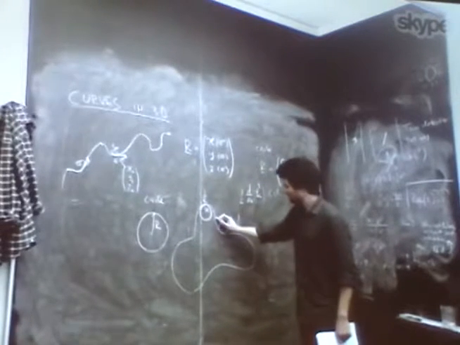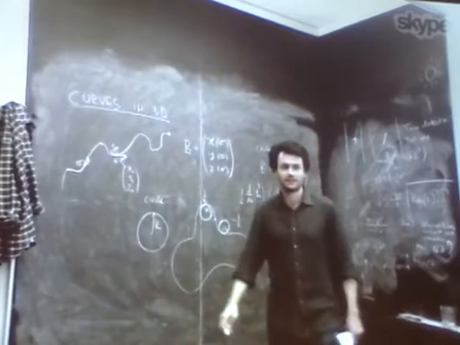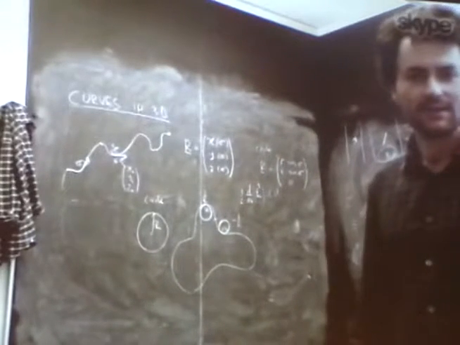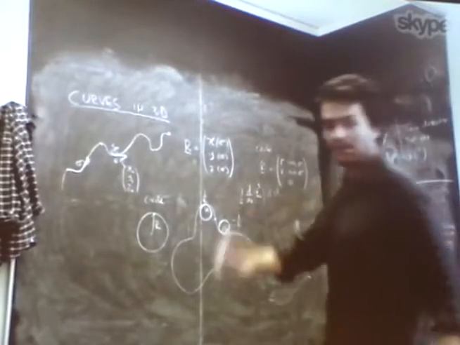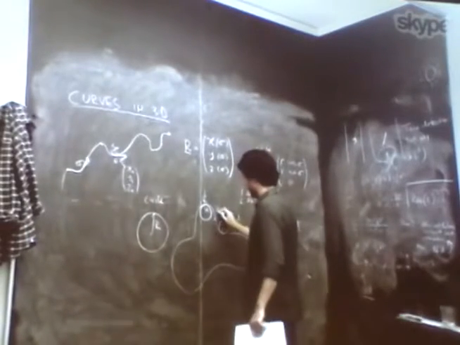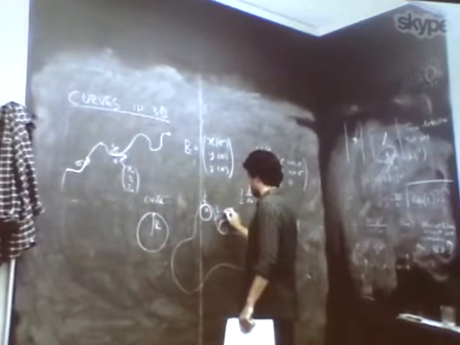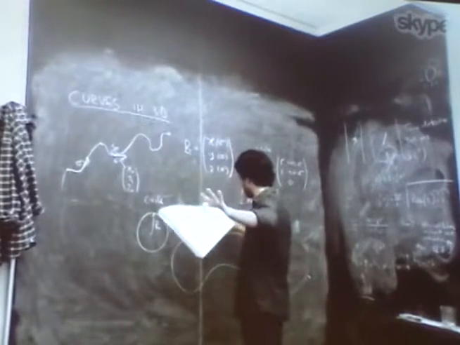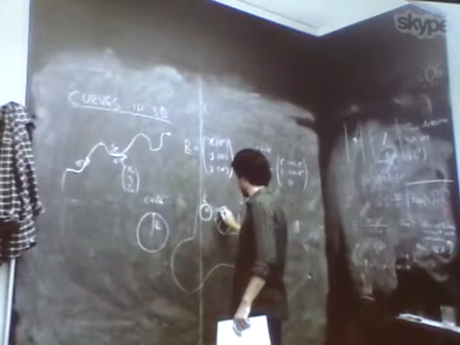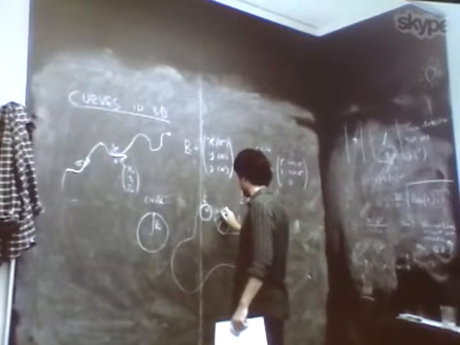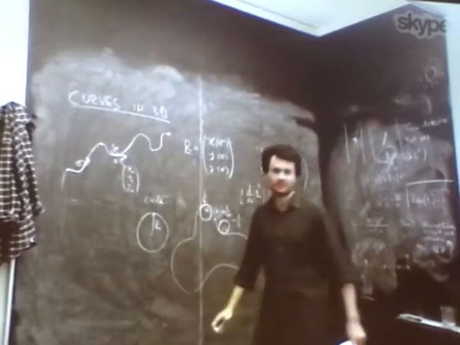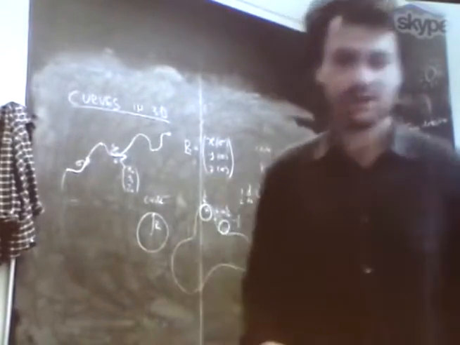So what about the curvature at this point over here? Zero. So the radius of curvature is infinity, and the curvature is zero. The radius of curvature is infinity because it's basically a straight line.